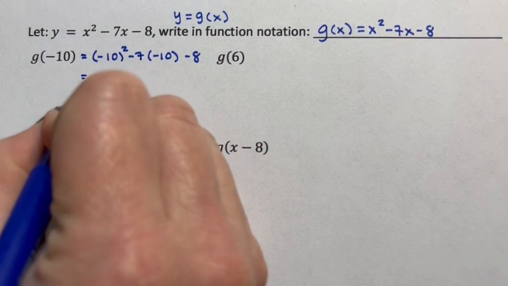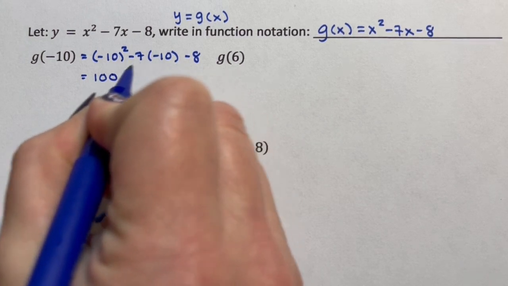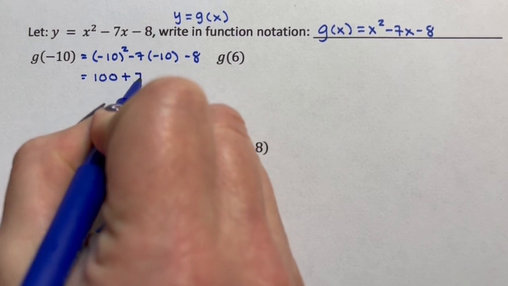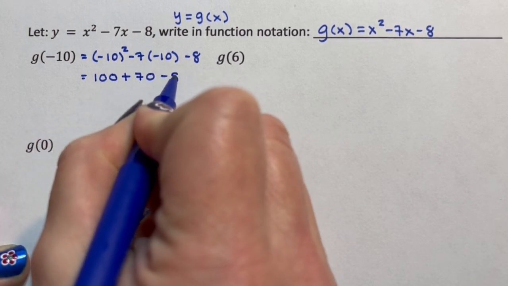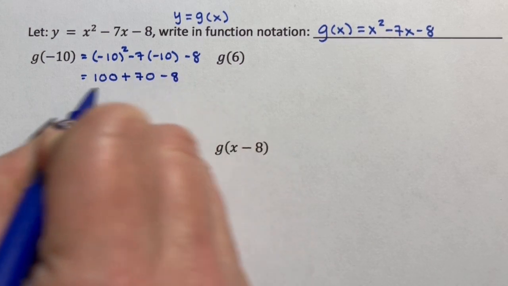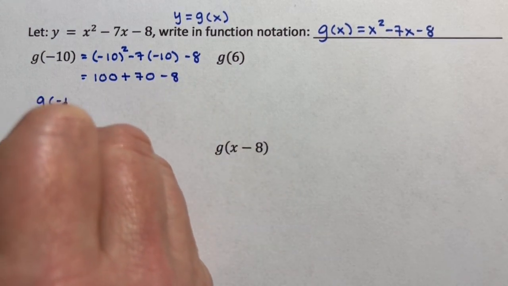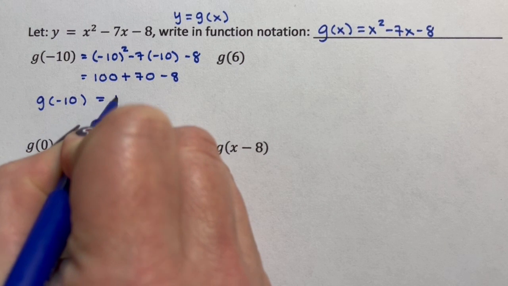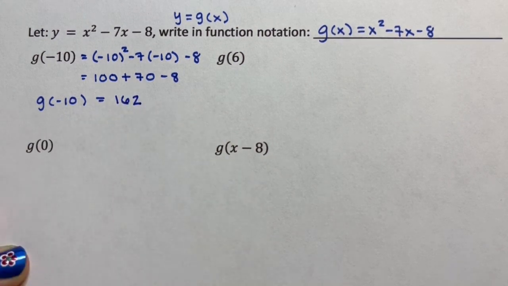This becomes 100, negative times a negative is a positive, plus 70, minus 8. So 170 minus 8, g of negative 10 is 162. This answer is perfectly acceptable. It is a lovely answer.